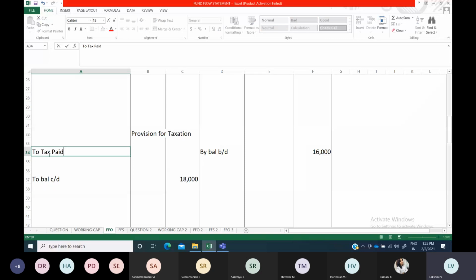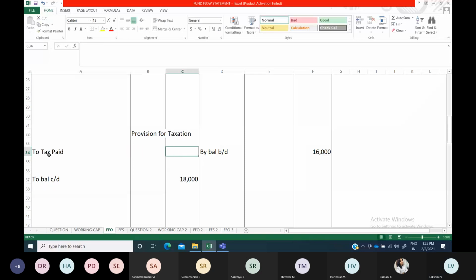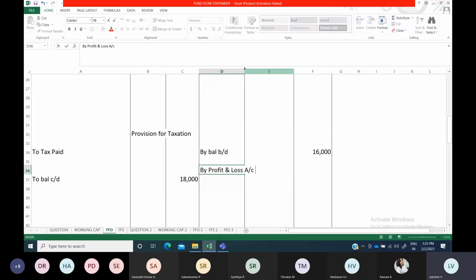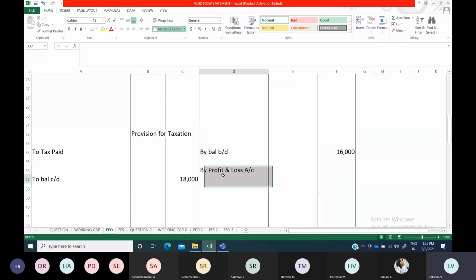To tax paid, and on this side one more item will come, that is known as by profit and loss account. By profit and loss account, okay, bracket, provisions made.